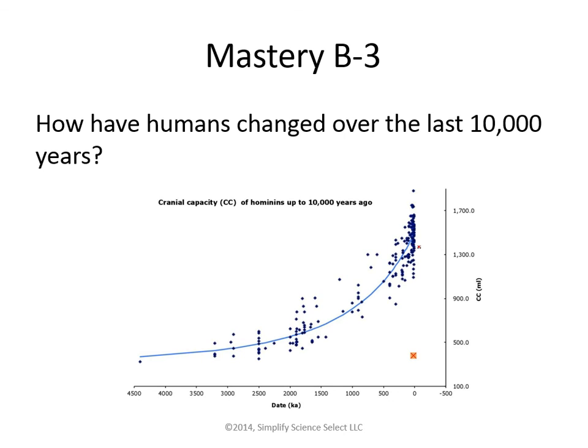A mastery question. How have humans changed over the last 10,000 years? So this graph is cranial capacity, meaning how big of a space did our brains have? How big were our brains? Well, it looks like over time our brain size has generally gone slightly up. We have all these data points from fossils we found over time. The farther we look back, the smaller our brains have been.